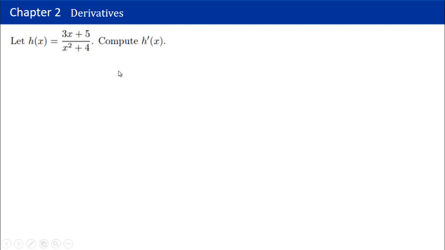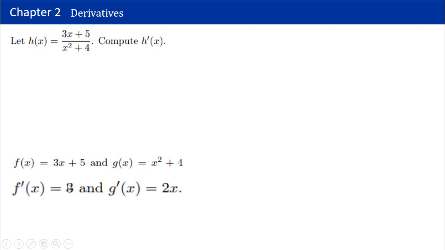So, example to that is h of x equals 3x plus 5 over x squared plus 4. We have to compute the h prime of x. Ang gagawin po natin ay, una, we have f of x equals 3x plus 5, and we have g of x equals x squared plus 4. So, ang derivative ng this one ay 3. Ang derivative nito ay 2x, kasi 2 times x to the power of 1. And then, ito ay 0 kasi constant yan.